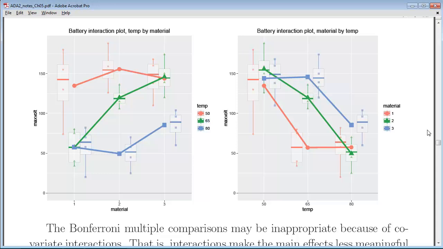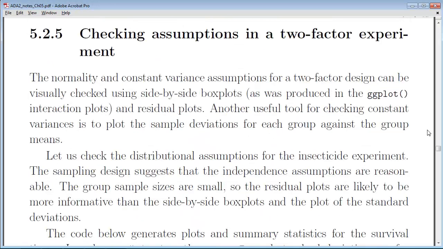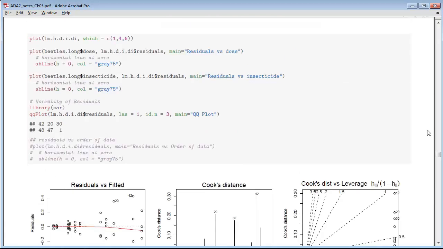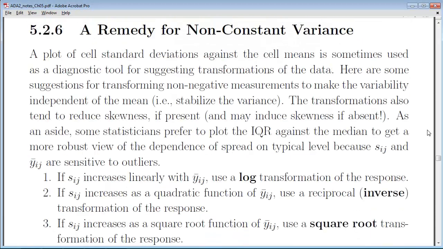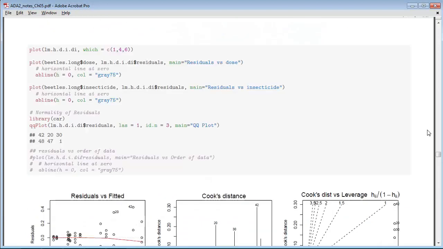So the main takeaways here is that we found an interaction in our model. We used lsmeans to give us the conditional comparisons when there was interaction. All right, so I'll come back and we'll check model assumptions, which will be very quick, and then we'll learn about how to deal with issues of non-constant variance, which we haven't needed to wrestle with yet.